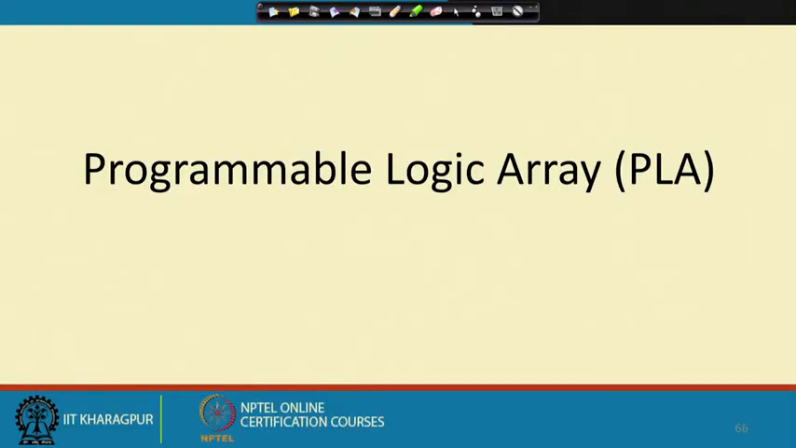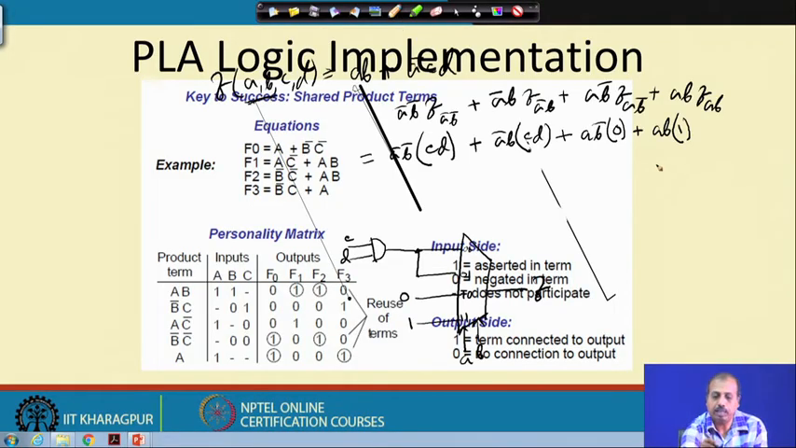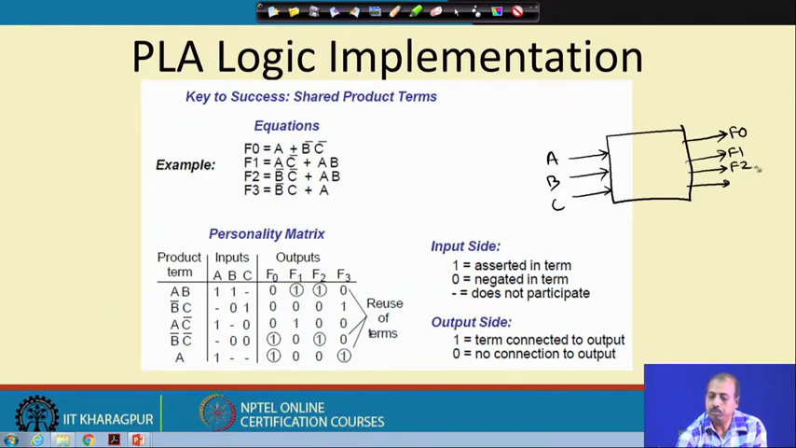Next we will be looking into another logic device which is known as programmable logic array or PLA. Many times we need to realize a multi output functional block. If we have a logic block where A, B and C are the inputs, there are 4 outputs F0, F1, F2 and F3.